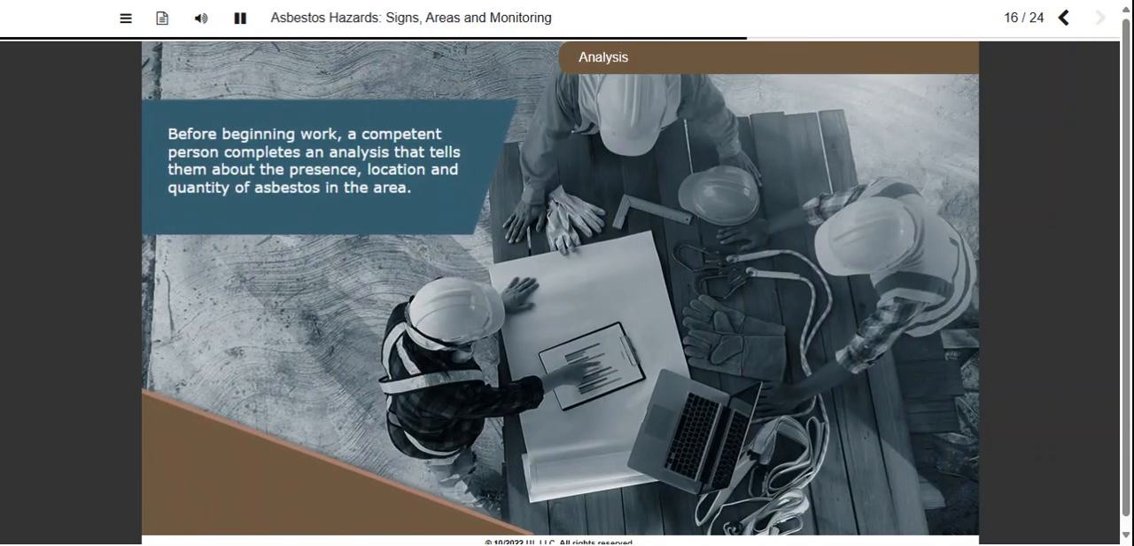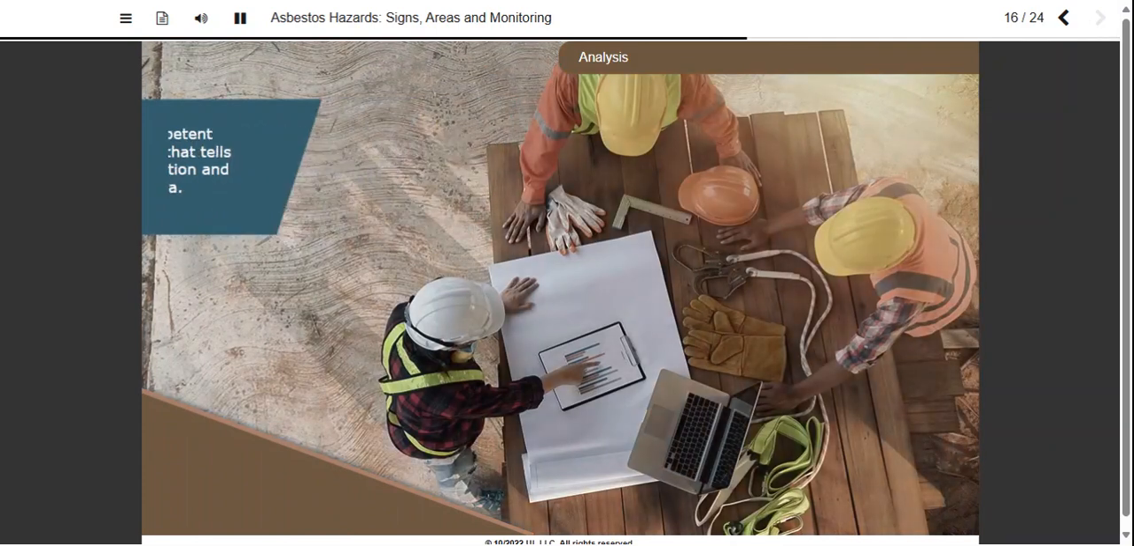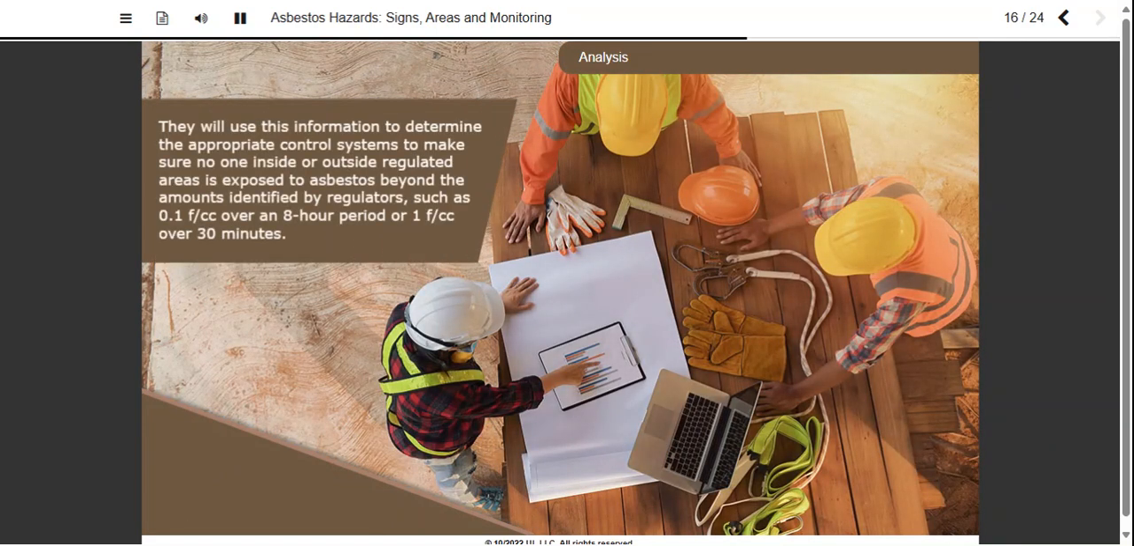Before beginning work, a competent person must complete an analysis that tells them about the presence, location, and quantity of asbestos in the area. They will use this information to determine the appropriate control systems they need to use to make sure no one inside or outside regulated areas is exposed to asbestos beyond the amounts identified by regulators. For example, many countries state that no one must be exposed to asbestos at concentrations higher than 0.1 fibers per cubic centimeter of air over an 8-hour period, or 1 fiber per cubic centimeter over 30 minutes.